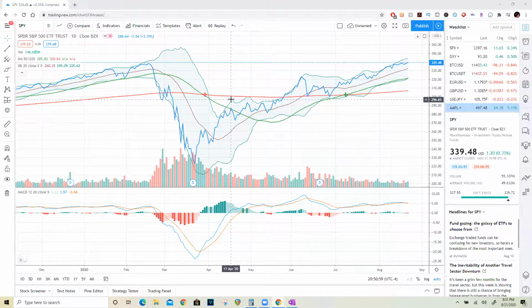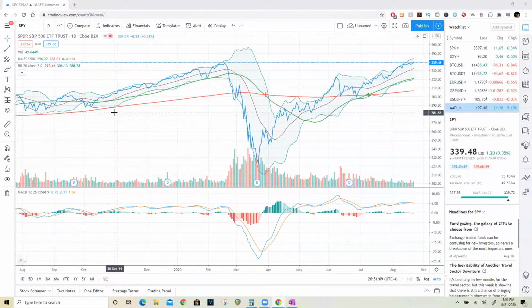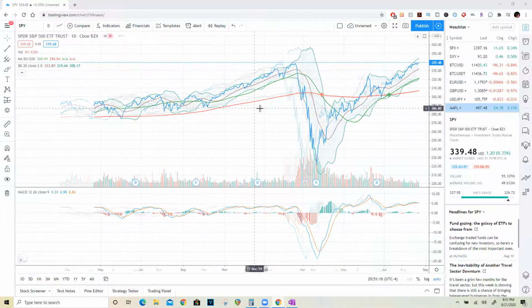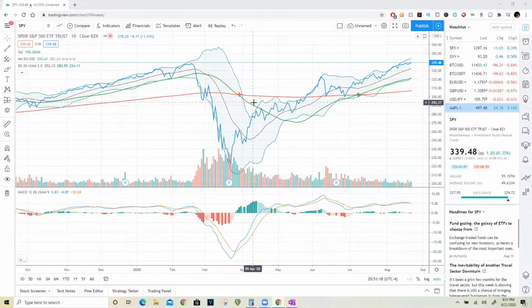Now there are two ways you can use the 200-day moving averages, okay? The first way I look at it is to understand the overall direction of the market, okay? Or the trend of the market. So as long as both the green and red lines here are going up, it means that you're in an uptrend. If it starts going down, then you're potentially in a downtrend, okay?